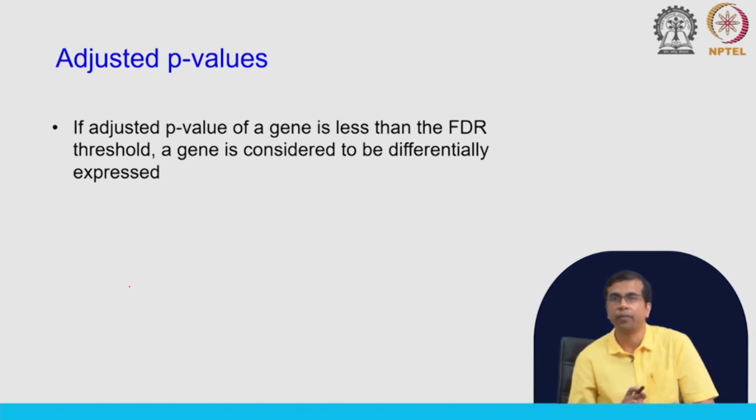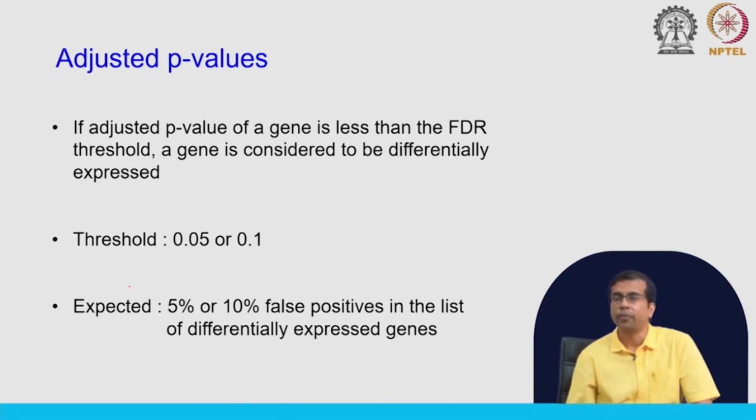And what we now do after we have adjusted these p values, if an adjusted p value is less than the FDR threshold, then we consider a gene to be differentially expressed. Now, what is this threshold? This is usually set at 0.05 or 0.1, and they correspond to 5% or 10% false positive rate. So, if we set this threshold to be 0.1, we can expect about 10% false positives in the list of differentially expressed genes. So, finally, if we identified, let us say, 100 genes to be differentially expressed, about 10% of them are false positives, because we have set the threshold at 0.1. Now, if you want to make it more stringent, of course, you can change it, you can make it 0.05, 0.02 and so on.